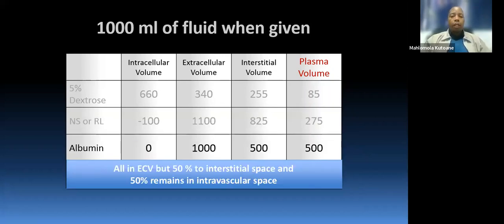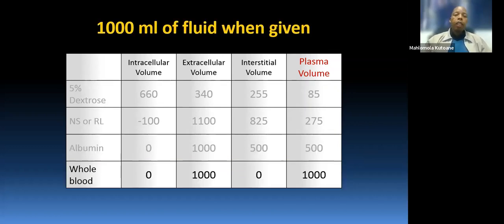If you use albumin, the whole 1 liter will go into the extracellular space, while from that extracellular space, interstitial will be 500 mLs and plasma will be 500 mLs. That is 50-50. And if you use whole blood, the whole 1 liter will remain in the extracellular space and none will go into the interstitial volume, while the 1,000 mLs or 1 liter will go into the plasma volume.